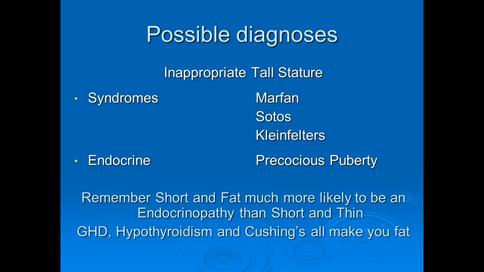For inappropriate tall stature, there's a number of syndromes, so Marfan, Sotos and Klinefelter's, and again the endocrine one being precocious puberty that we alluded to earlier. If there is precocious puberty suspected in a young boy, they would automatically be referred for an MRI scan to look for a hamartoma, which is a non-malignant brain tumour but is usually the causative effect of precocious puberty in some boys. Really important take-home messages: short and fat is much more likely to be an endocrinopathy than short and thin, because growth hormone deficiency, hypothyroidism and Cushing's all make you fat.